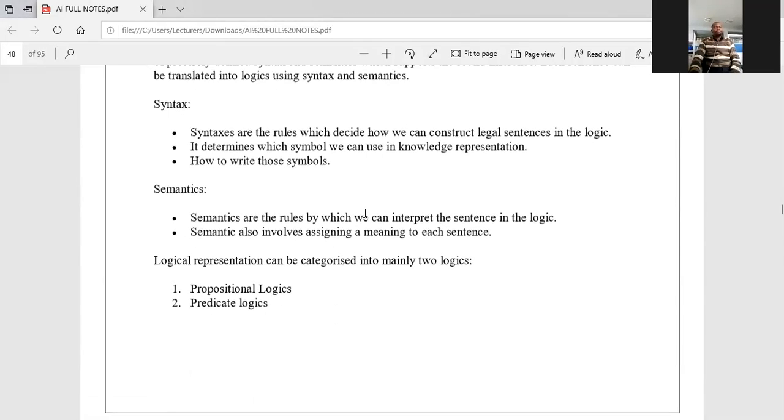Semantics are basically the rules by which we can interpret the sentence logic, and it involves assigning a meaning to each sentence. So if there is a symbol like a full long parallelogram, it is supposed to know that that is a bus. So bus is a semantic, okay? Bus is a semantic, all right?